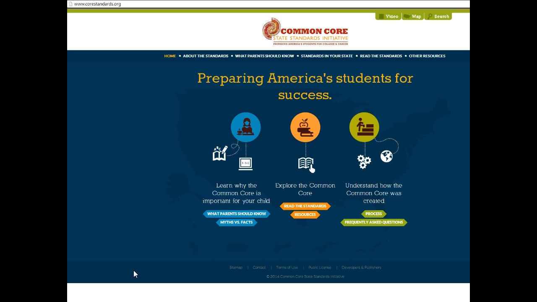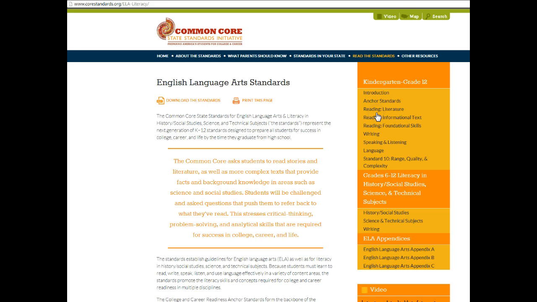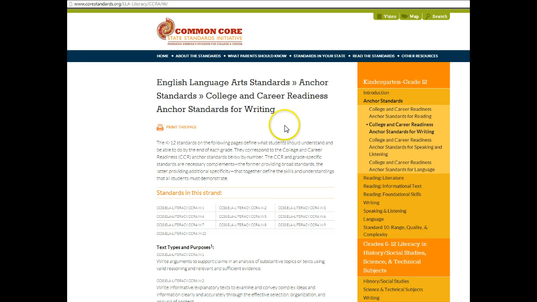We've already discussed the reading standards for informational text and for reading literature. Today, we're going to be looking at the state standards for writing. So when you go to corestandards.org, click on Read the Standards, click on the English Language Arts and Literacy Standards, and let's first take a look at the anchor standards. And we are going to choose anchor standards for writing. Let's take a look at this.